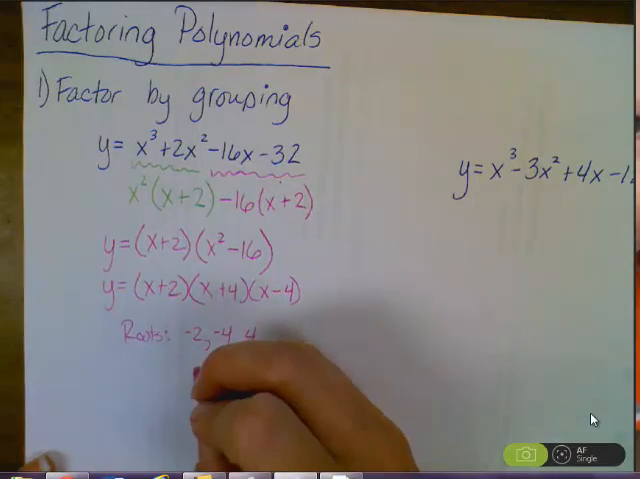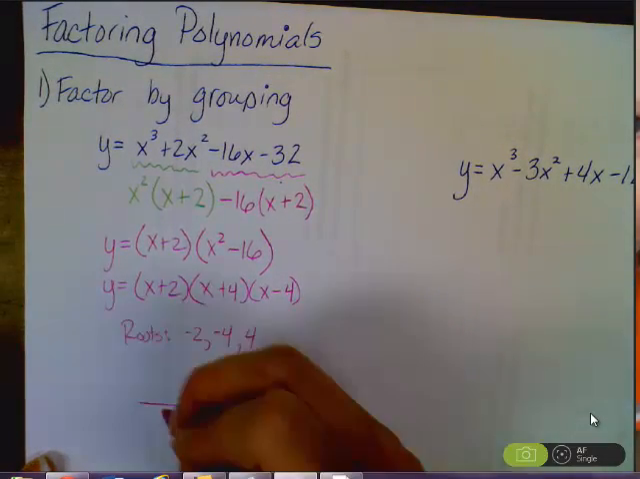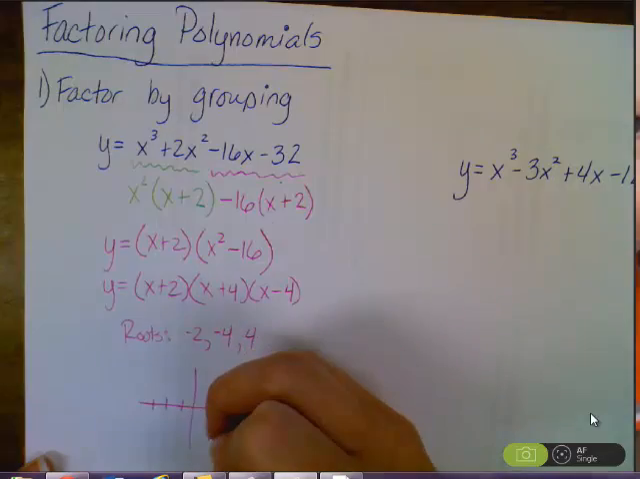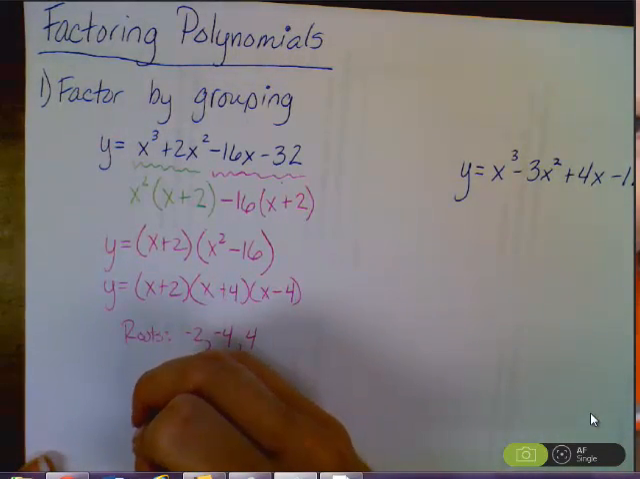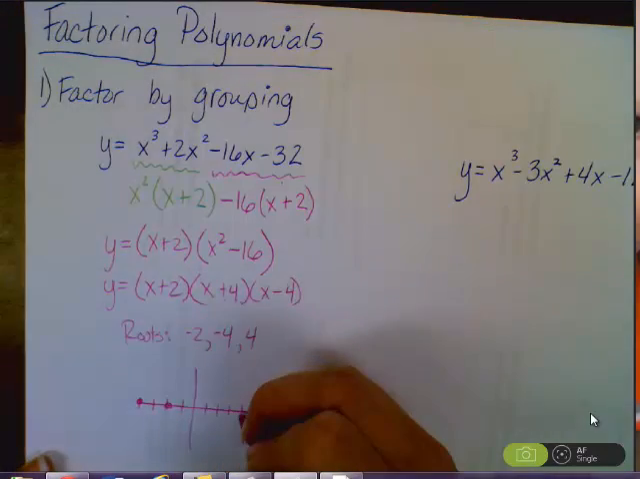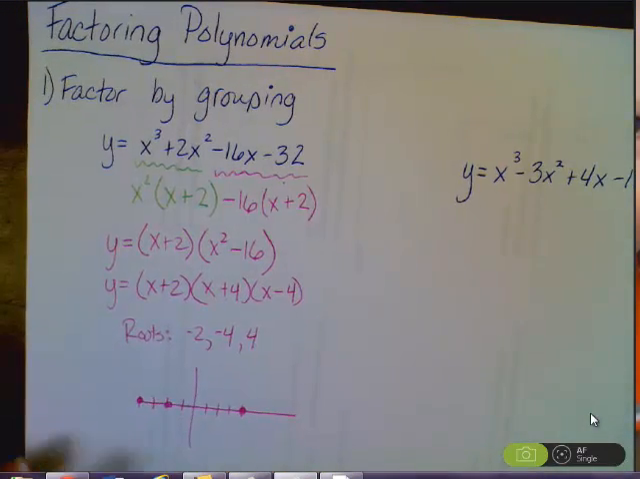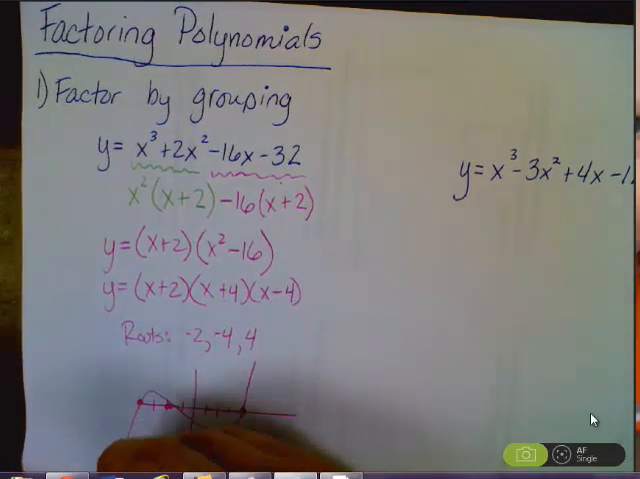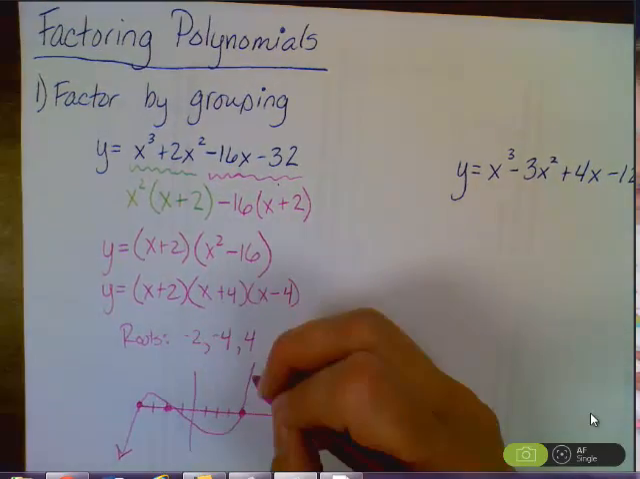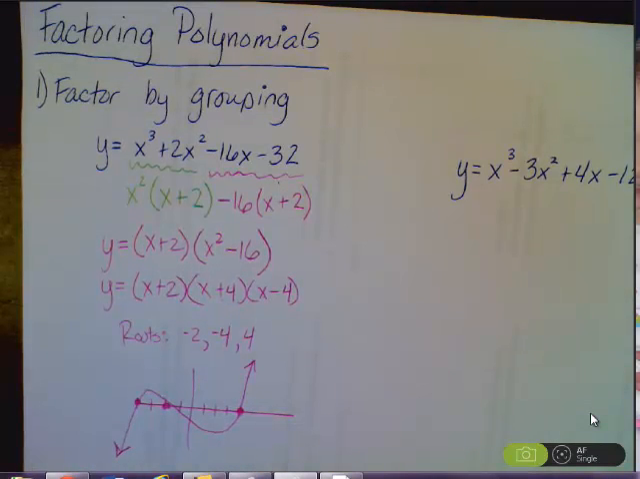And if I wanted, I could even sketch a graph now of this. Here are my roots. I have a leading coefficient of 1, so that's a positive number, so I know I'm going to end up here. And I can put in my graph.